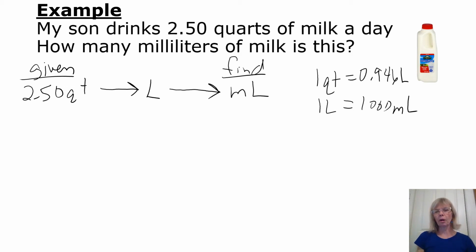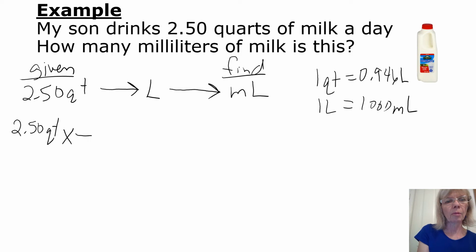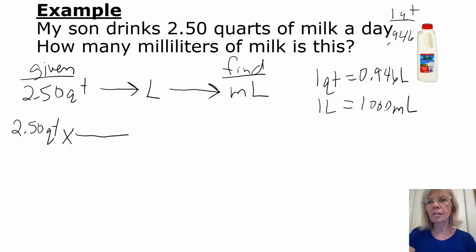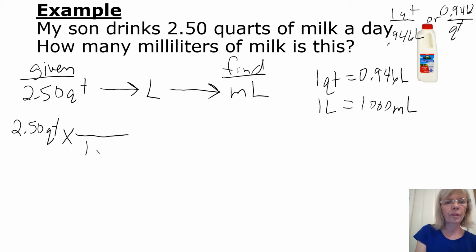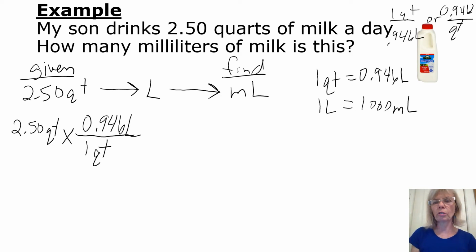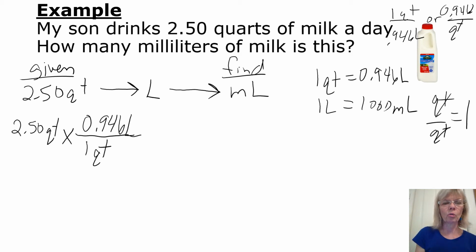Now we can go ahead and set up our problem so that we'll cancel units. So we start with 2.50 quarts. I'm going to create a conversion factor to cancel out my quarts. So 1 quart is 0.946 liters, or I could say 0.946 liters over a quart. And I want to pick the one with the quart at the bottom so that my units will cancel. So I have 0.946 liters. The reason we're doing this is because any number divided by itself is always equal to 1. So 1 quart over a quart cancels, and that's 1. That's why we do all this setup like this.